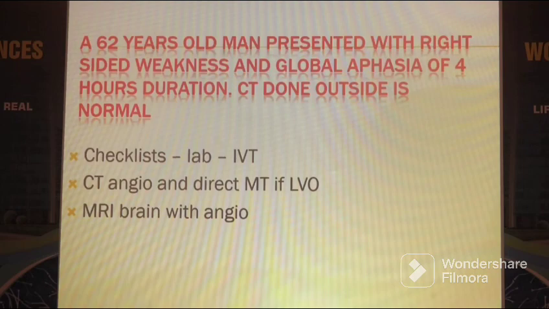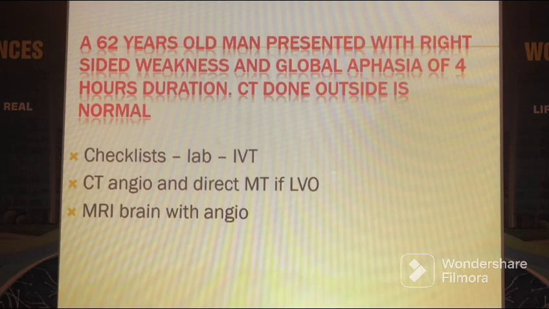So clinically, you may think this is probably because of a global large vessel occlusion in this patient. One option you have is to quickly run the patient through your checklist, find out the eligibility, do the labs, and do IV thrombolysis. The second option is that you do a CT angio, because CT is already done, and you offer him direct MT if there is a large vessel occlusion. Or you can go for MRI brain with angio and see how much diffusion and FLAIR restriction there is.